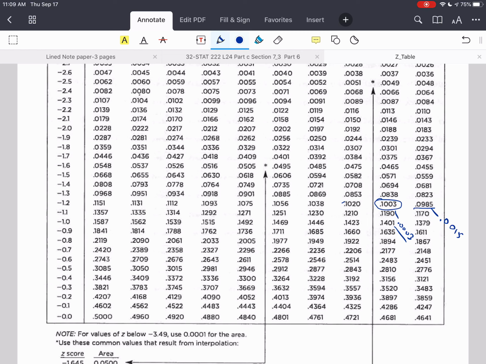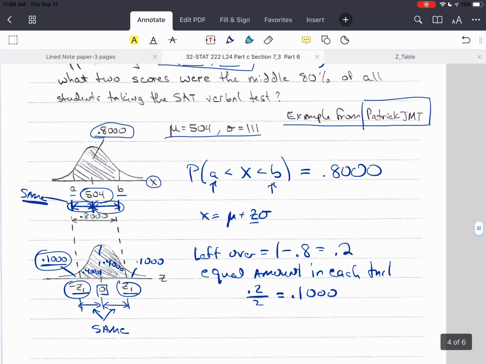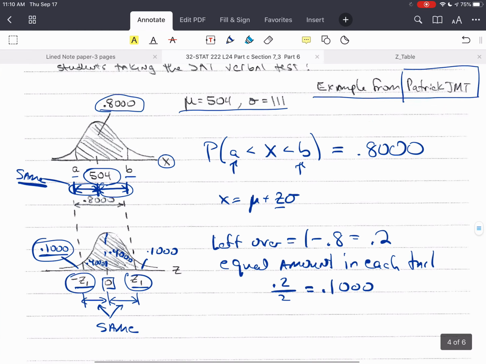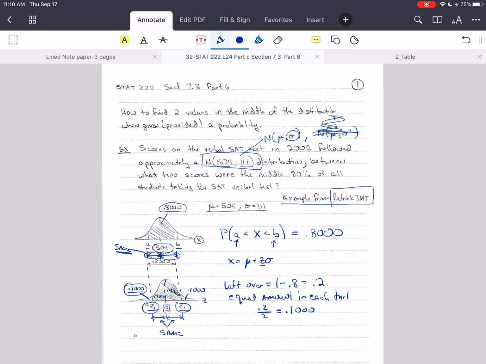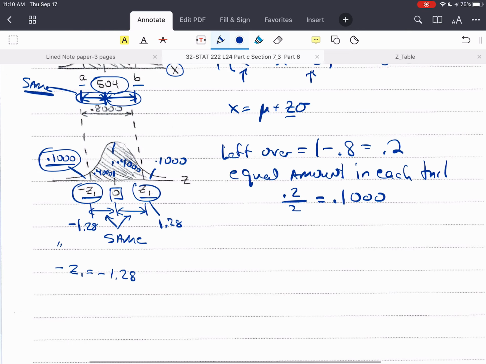So I'm going to use the z-score that goes with it, and that is going to be negative 1.28. The 8 is up here. So negative 1.28. So negative z1 is equal to negative 1.28. That means z1 is going to be positive 1.28. And now I can find A and B.